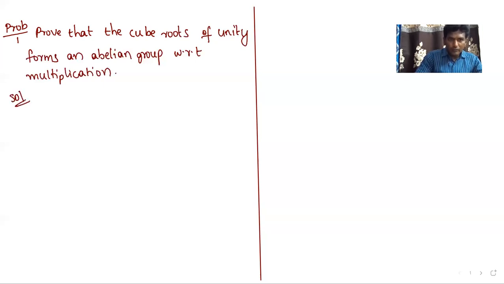Solution. Prove that the cube roots of unity form an abelian group with respect to the binary operation multiplication. Already we know the cube roots of unity. Let capital G be equal to {1, omega, omega square}. These are the cube roots of unity. So by using these, I will draw one composition table.